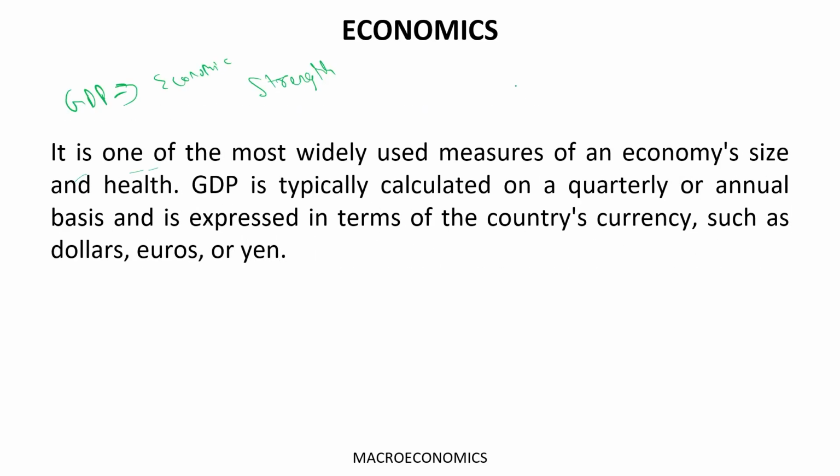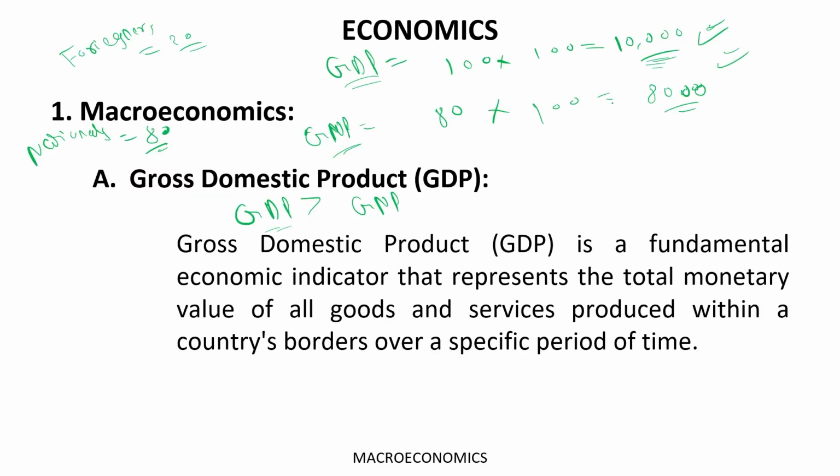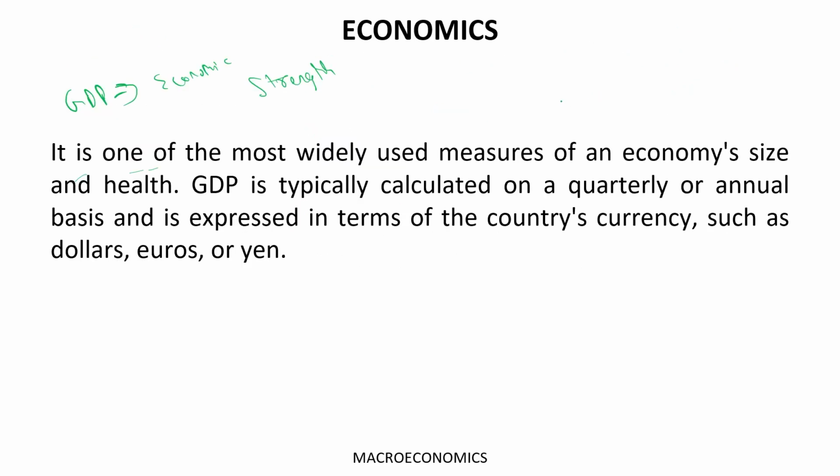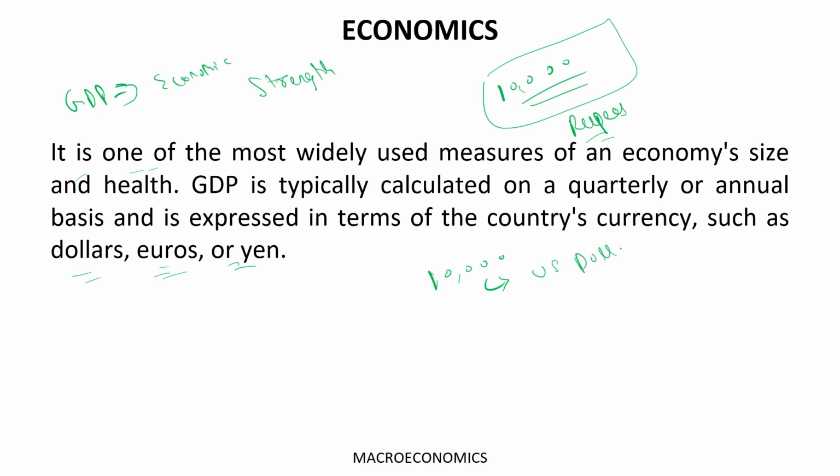Like in this scenario, we produce 10,000. So 10,000 is what? 10,000 is the economic strength of a country. But you have to show this with respect to currency. So when we show it in Indian currency, the Indian currency is rupees, so we can say 10,000 rupees is the value. But when we're talking about the USA, then we might say it's 10,000 US dollars. So GDP is always presented in the form of the currency of that country.